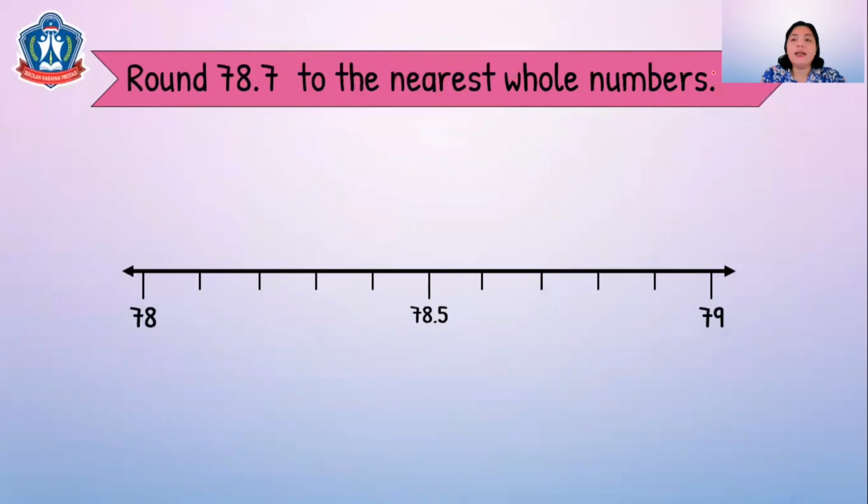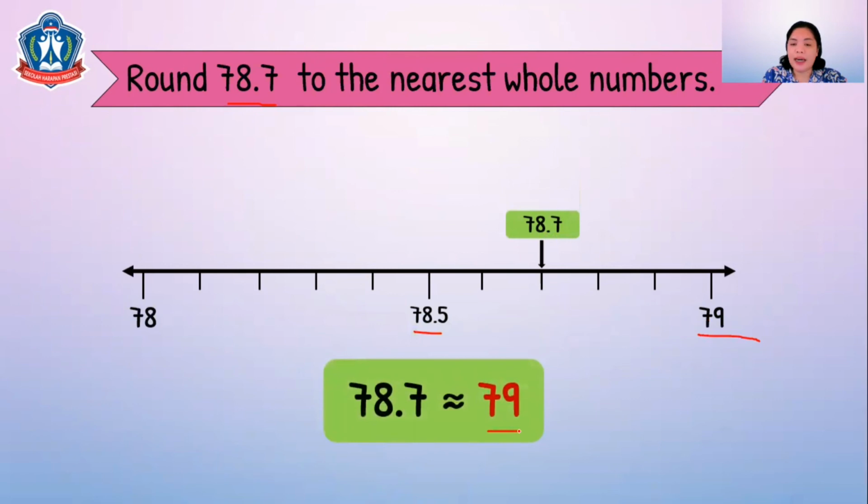Next, let's round 78.7 to the nearest whole number. So we have 78.7. Where can we find 78.7 in our number line? It's around here. It passes 78.5. As we can see, it's already near to 79. Therefore, 78.7 rounded to the nearest whole number is 79.